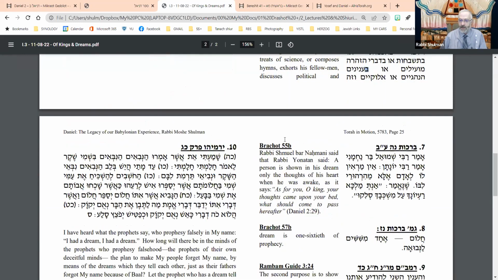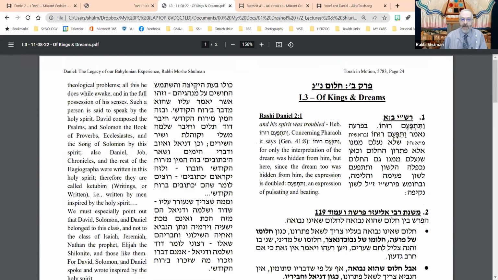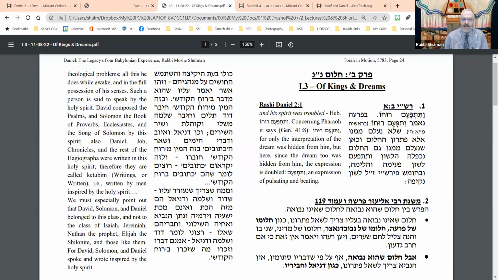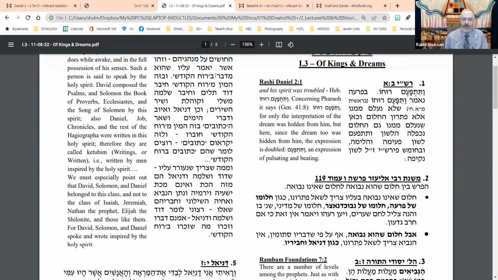Jumping to the top of the next column. He's awake at this time. It doesn't have to be in a trance. Nevi'im fall in a trance, says the Rambam. Nevi'im have this experience which is physically overwhelming. All his faculties are aware. And this, he says, is what Chazal referred to when they referred to the concept of Ruach HaKodesh. Ruach HaKodesh, one step below prophecy.